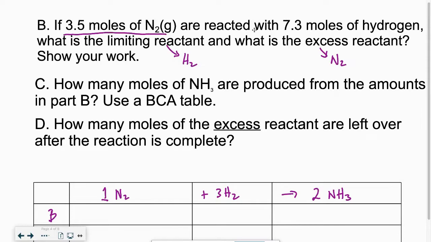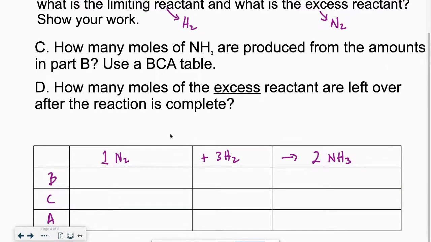And I see that I have 3.5 moles of N2, 7.3 moles of hydrogen. So I will put those amounts in my before row in my table. So that's going to be 3.5 moles of N2. Here we have 7.3 moles of H2. And before the reaction starts, I have 0 ammonia. I'm going to just label my H2 as my limiting reactant, and this is my excess reactant.